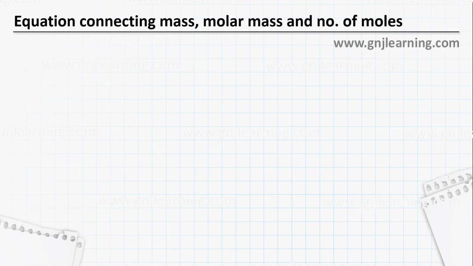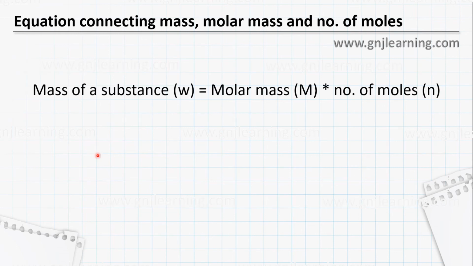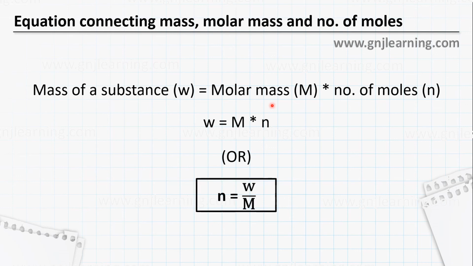To rearrange that, we have the equation that we got from the previous slide, and we are rearranging it like this: n is equal to, bringing M to this side, W divided by M. So this is one of the famous equations that needs to be applied in almost all the chapters and all the parts of chemistry.